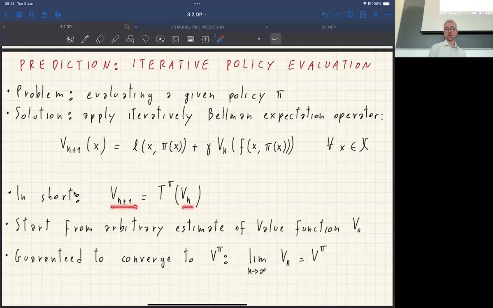Yeah, you basically monitor. Let me write it down. When vk plus 1 minus vk in norm is below a given threshold, stop.